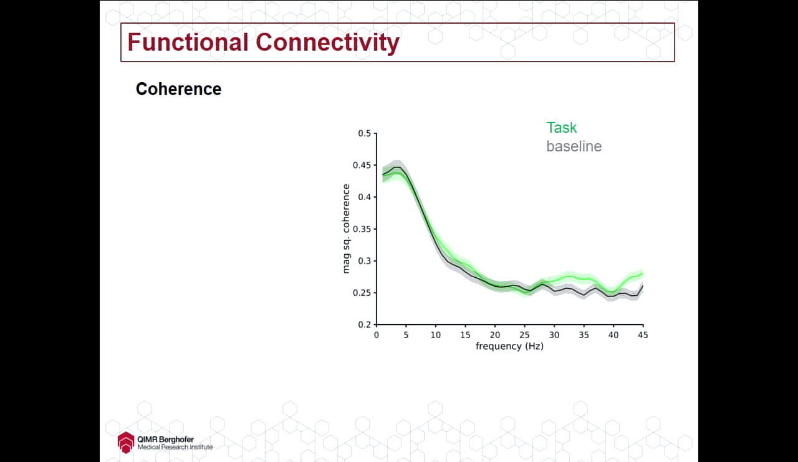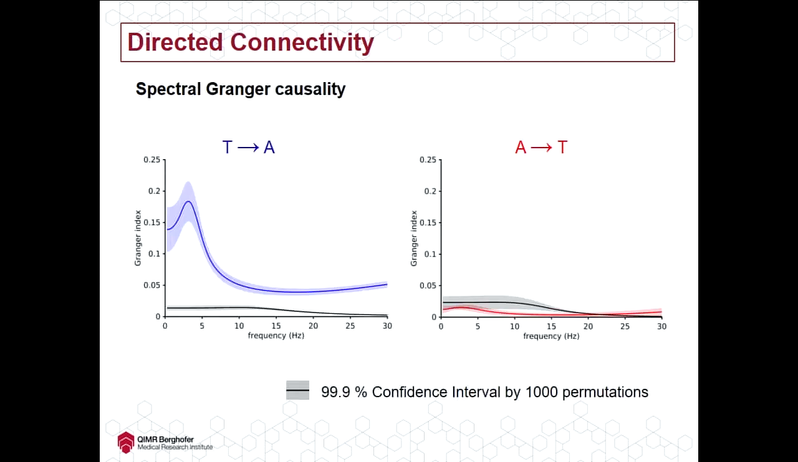Now, to know the direction of communication between these 2 regions, we did something called spectral Granger causality, which is basically an extension of Granger causality in the time domain to the frequency domain. So it tells us in what frequency range the information flow is happening. We found that this information flow is predominantly from temporal pole to amygdala, and not from amygdala to temporal pole. And the frequency is, again, the low frequency from 0 to 10 hertz. This was statistically tested with permutation testing.